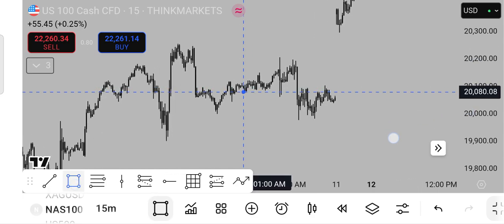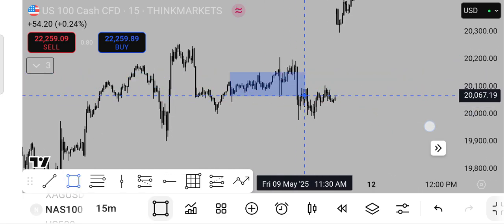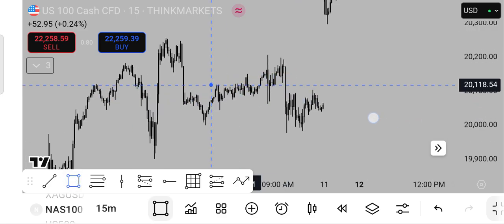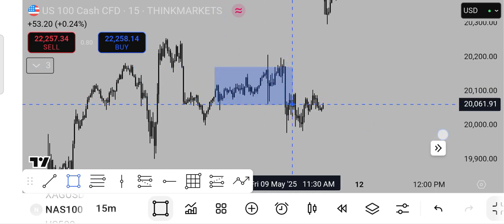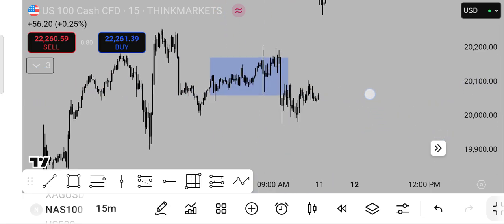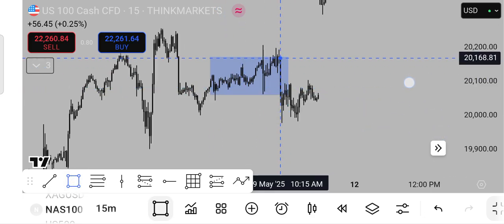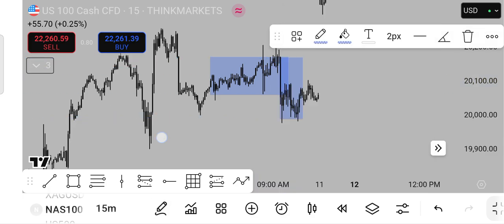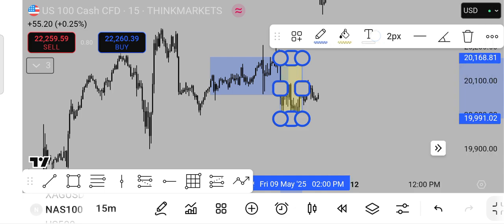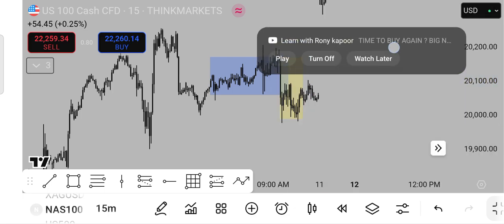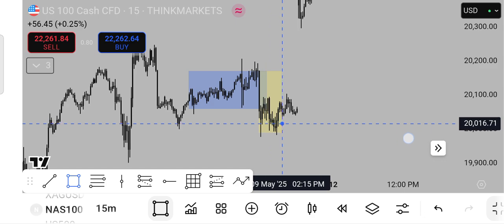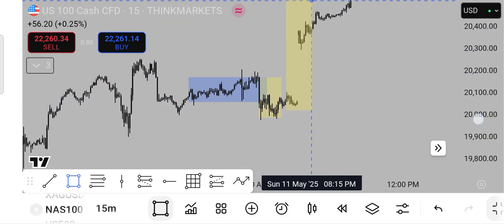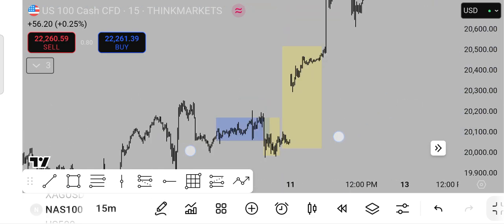See, this is accumulation. You can clearly see that, right? This is clearly accumulation. After that, this big candle you can see, this is manipulation. I will change the colors, and then you can see the market opens and displaces to upside.